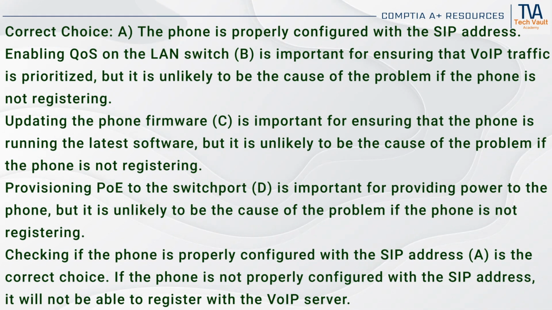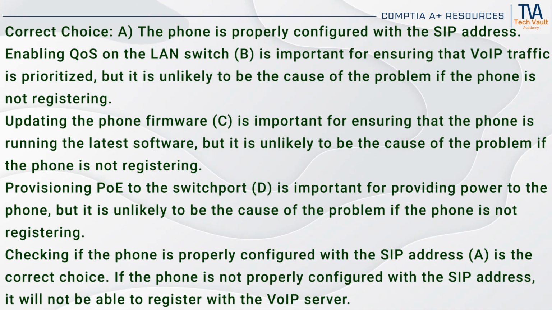Correct choice, A. The phone is properly configured with the SIP address. Enabling QoS on the LAN switch, B, is important for ensuring that VoIP traffic is prioritized, but it is unlikely to be the cause of the problem if the phone is not registering. Updating the phone firmware, C, is important for ensuring that the phone is running the latest software, but it is unlikely to be the cause of the problem if the phone is not registering.